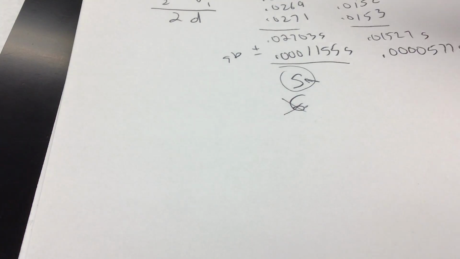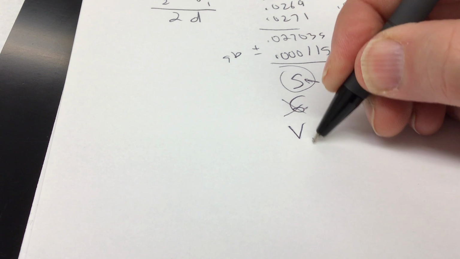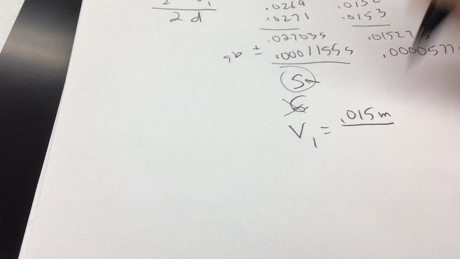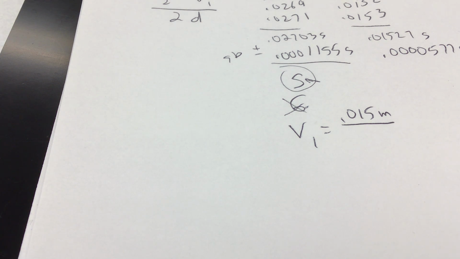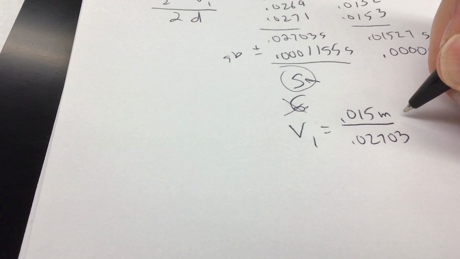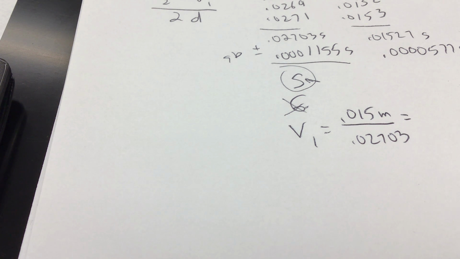So now that we have the times, we can find the velocities. V1 would be 0.015 meters. Remember, 1.5 centimeters is the distance between the photo gates. Velocity is distance divided by time. So V1 would be 0.015 divided by 0.02703. So you've got 0.555, three significant figures, I guess.